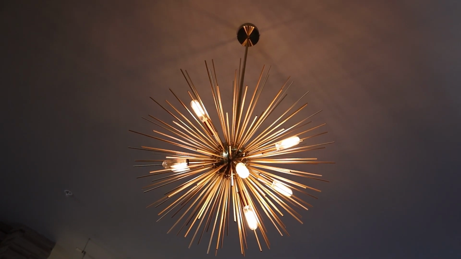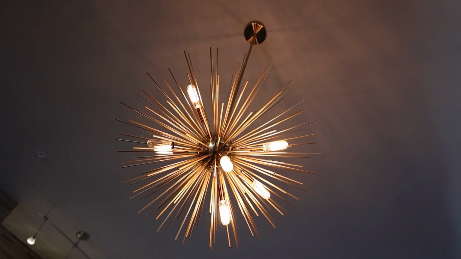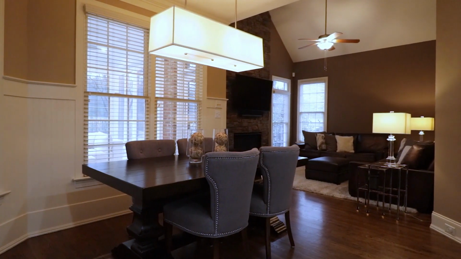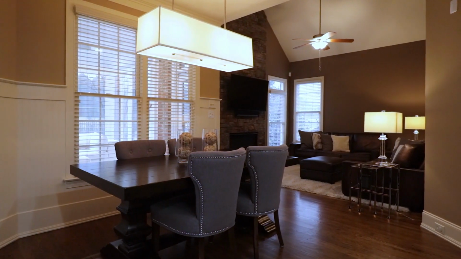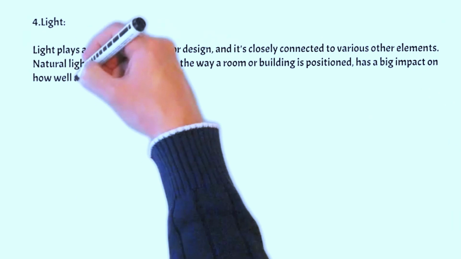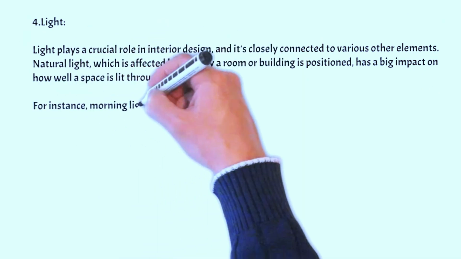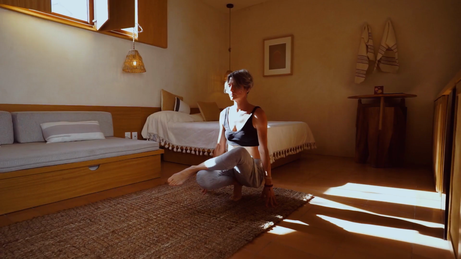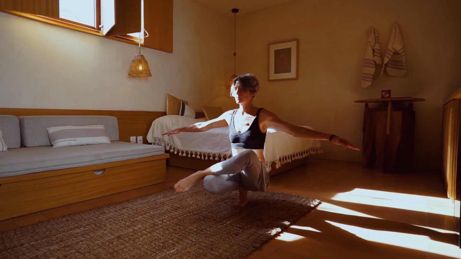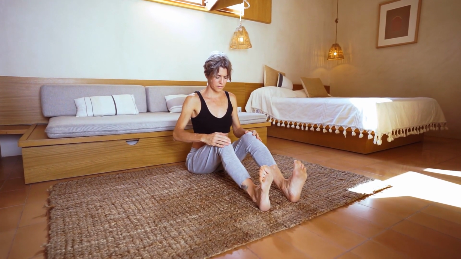Light plays a crucial role in interior design and is closely connected to various other elements. Natural light, which is affected by the way a room or building is positioned, has a big impact on how well a space is lit throughout the day. For instance, morning light has a cool bluish tone. Midday light is clear and bright, while afternoon and evening light gives off a warm reddish glow.